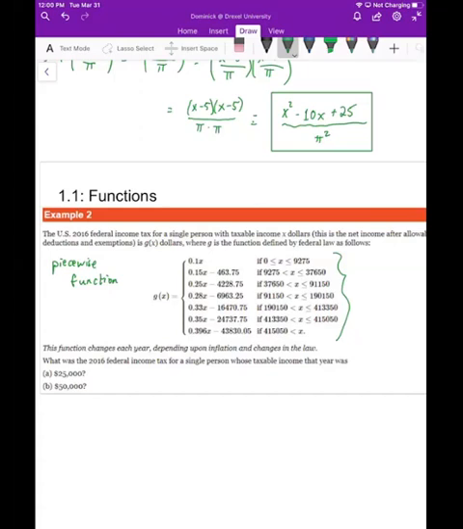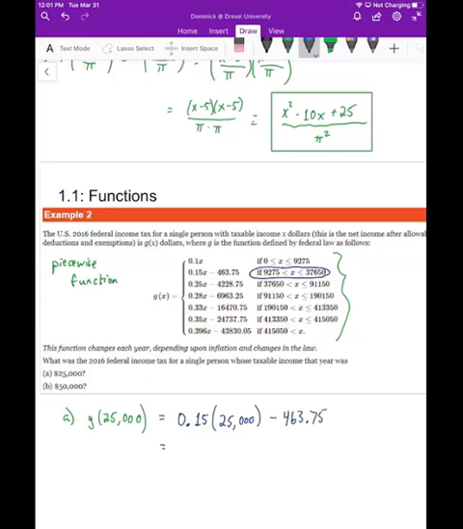So for example, in part A, they want to know the federal income tax for a single person whose taxable income that year was $25,000, which is just a fancy way of saying we want to evaluate this function g when our x is 25,000. So now we look at our table. Where does x equal 25,000 fit in? And it, of course, fits in this range right here. So that means that we need to use that part of the function for this x value. So we're going to have 0.15 times x, which is 25,000, minus 463.75.